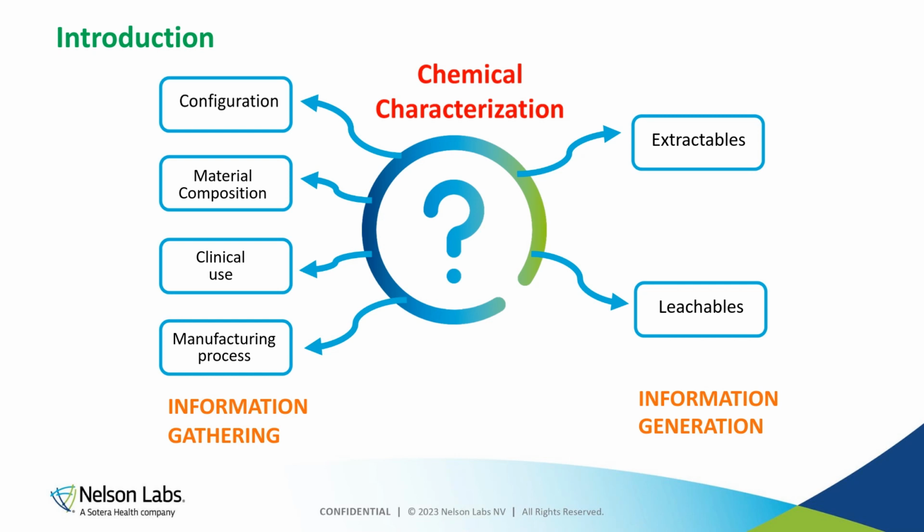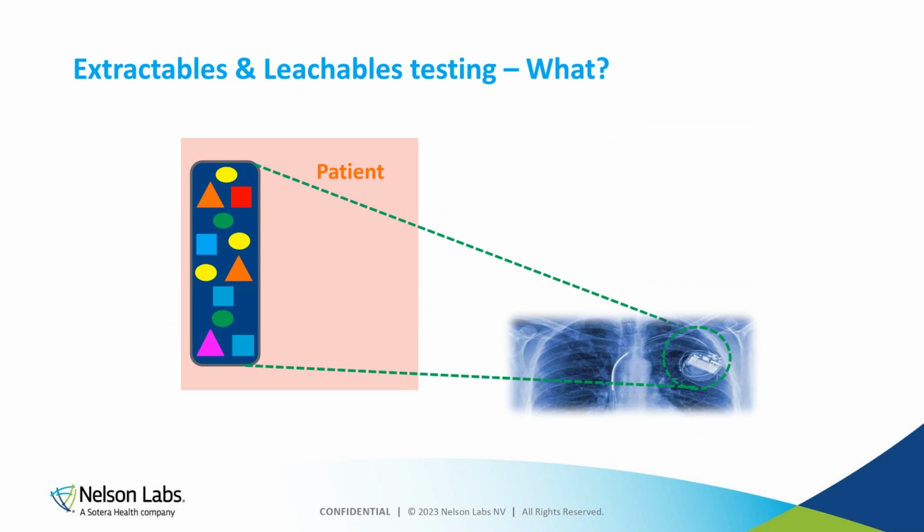And this is often a misunderstanding. Chemical characterization doesn't necessarily imply testing. Now, from the literature review of your device, the configuration, the material composition, the clinical use, etc., it can already be concluded that the device is safe or not. Now, if not, or in case there's insufficient data, you need to move to the right. And in that case, information needs to be generated by means of an extractables and/or a leachables study.